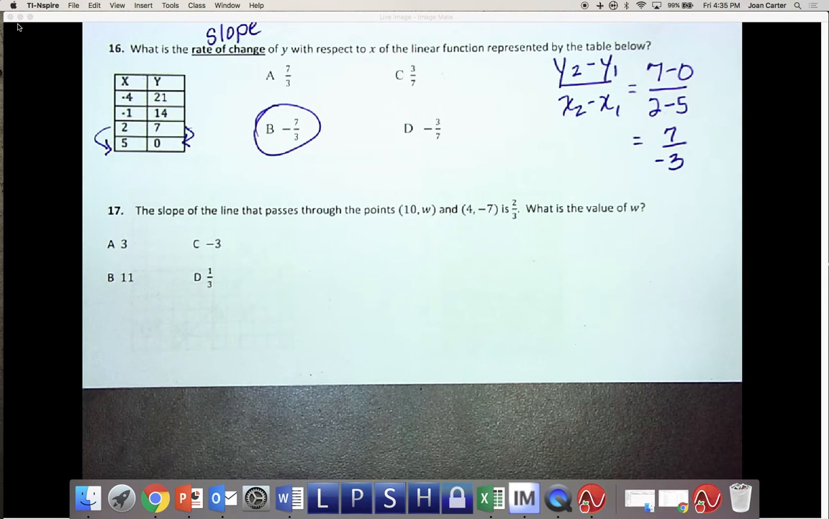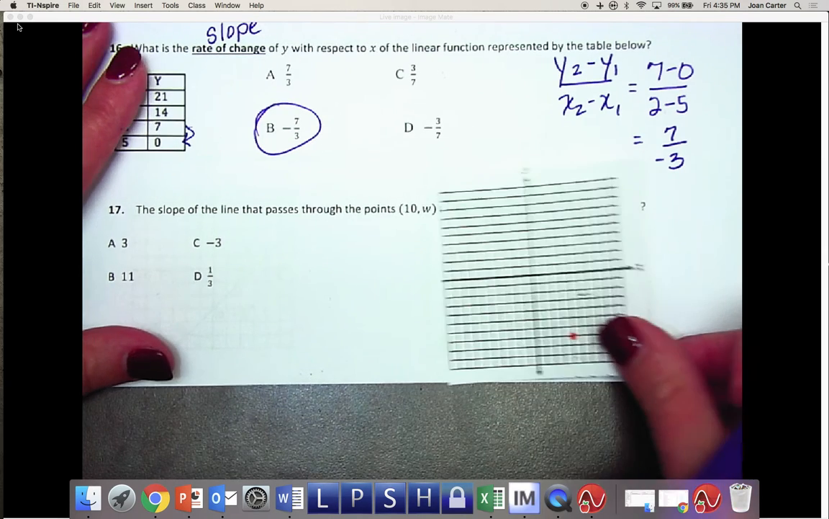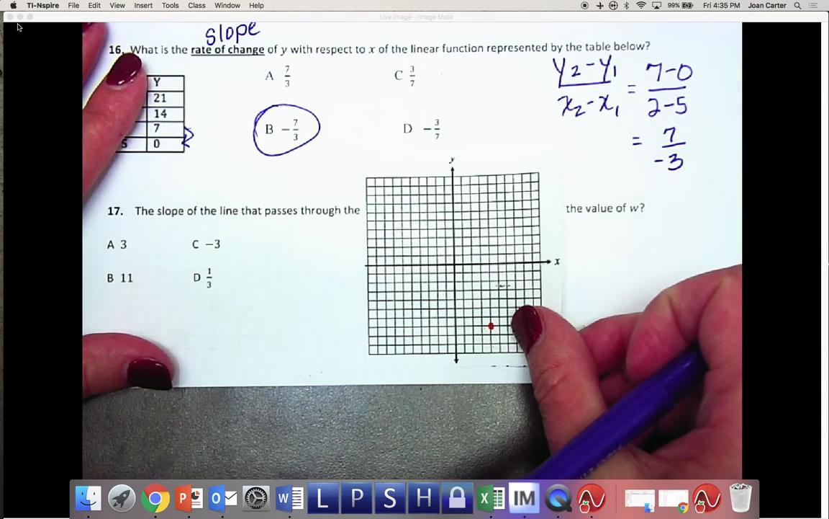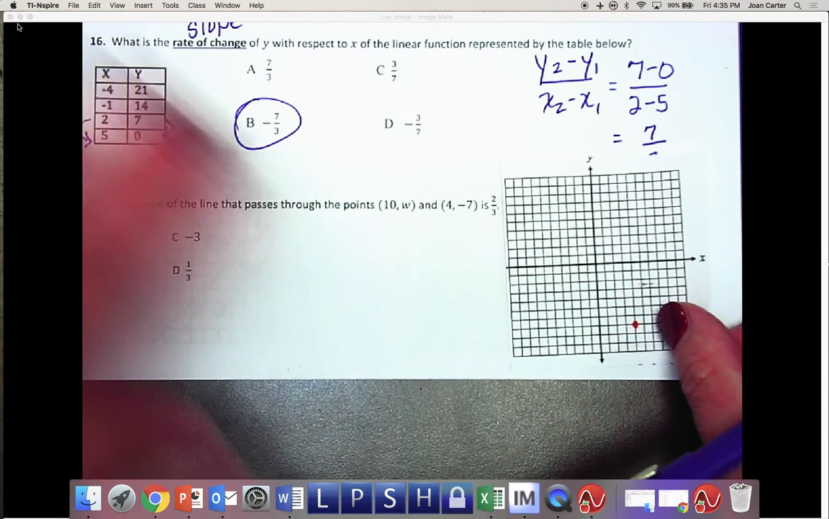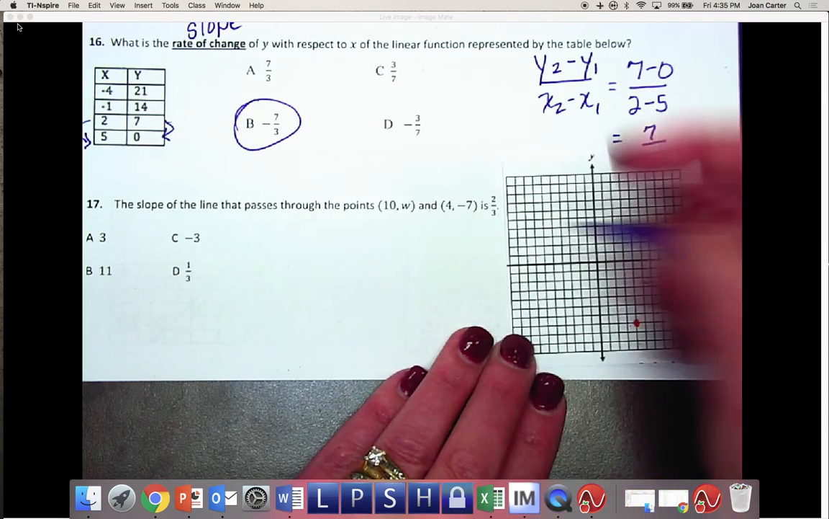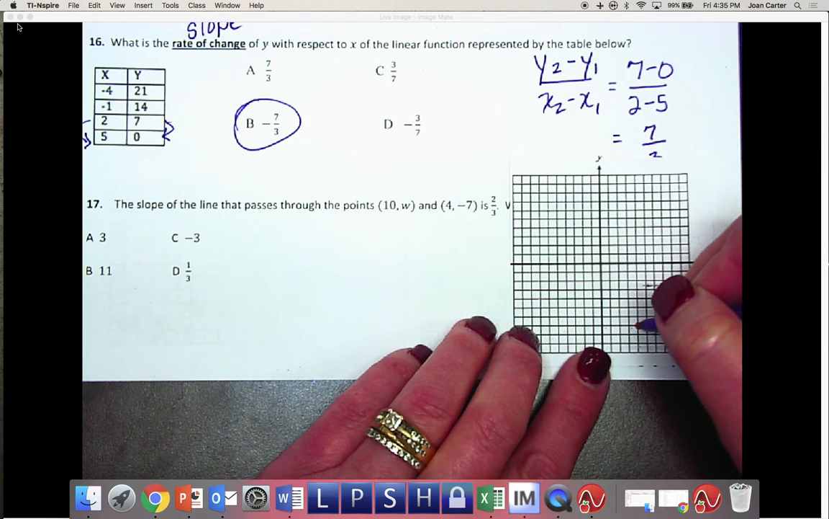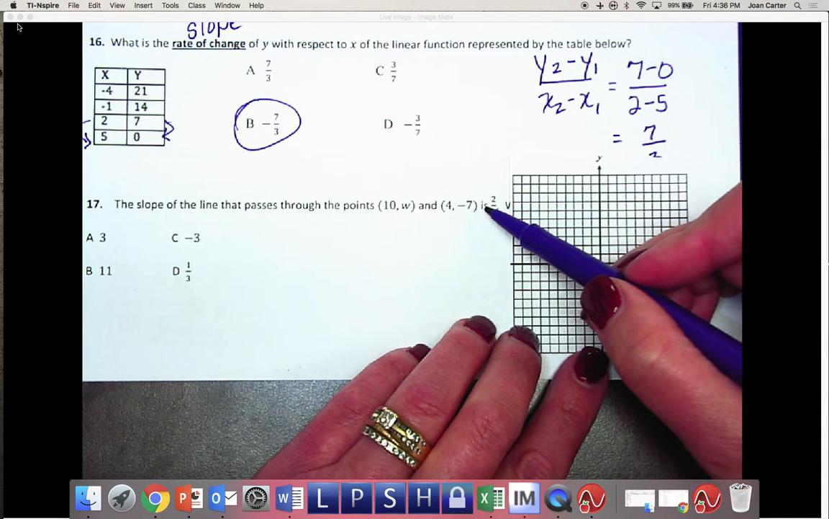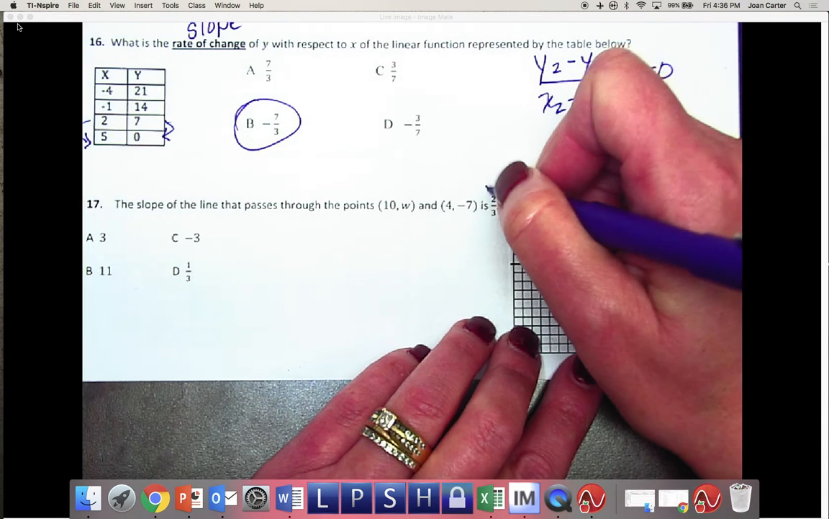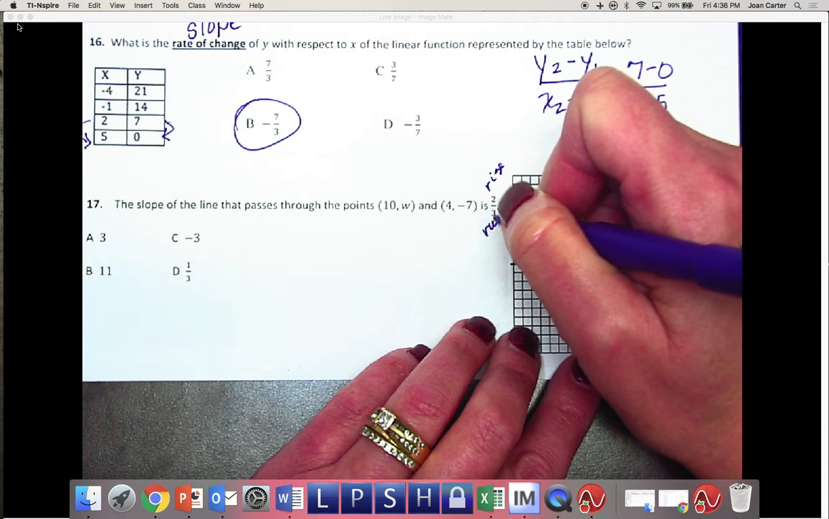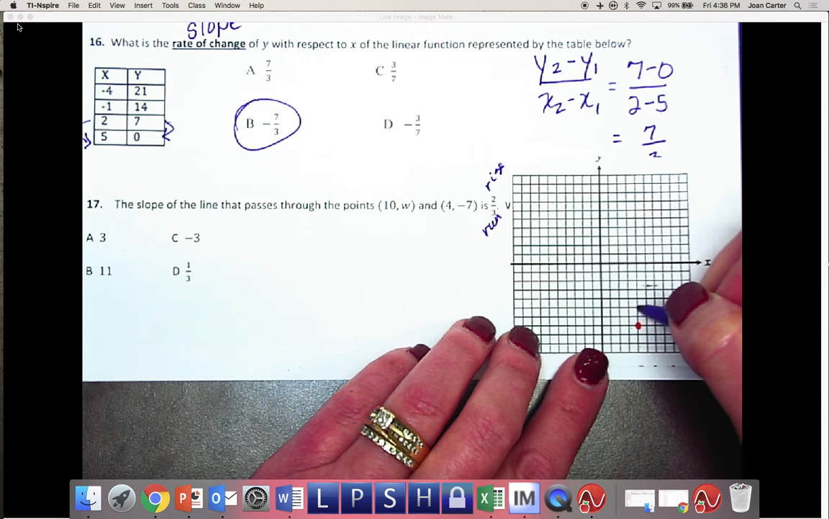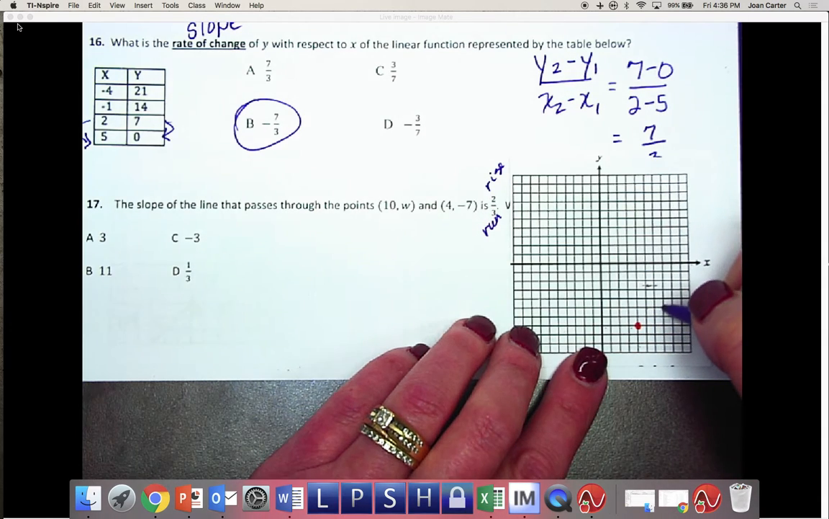All right, so there's a lot of ways to attack this problem. I personally would find a graph, okay? So, and I would plot the points. I can't do 10W, but I can do 4, negative 7, and that's this point, okay? And I know that the slope is 2/3. Remember, that's our rise over our run, okay? So I'm going to go up 2, run 3, up 2, run 3, okay?